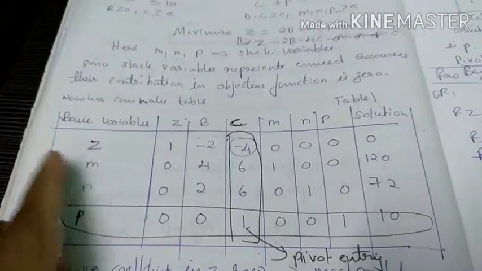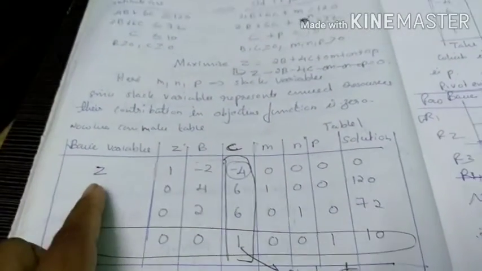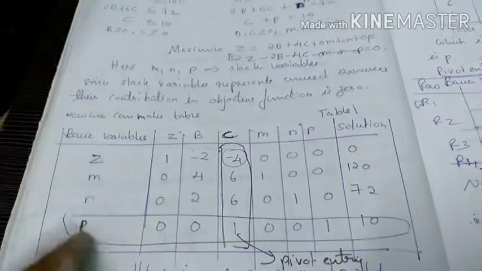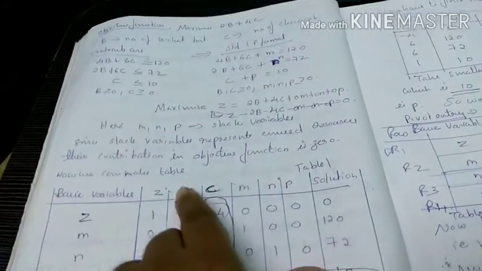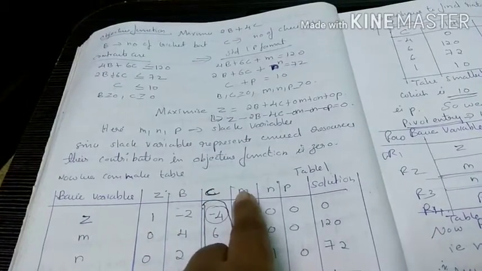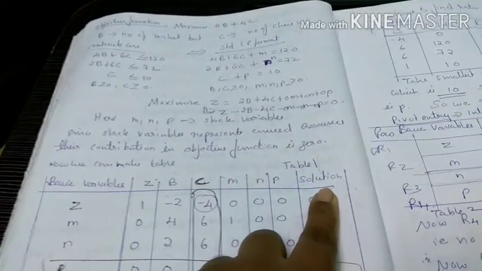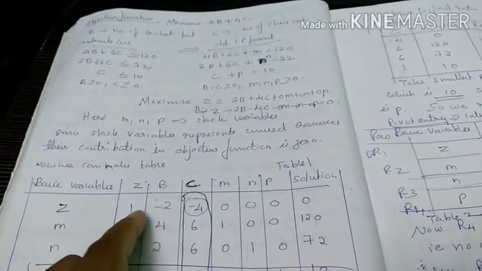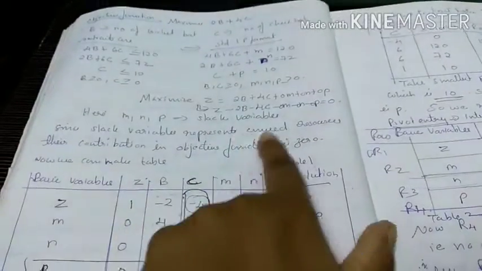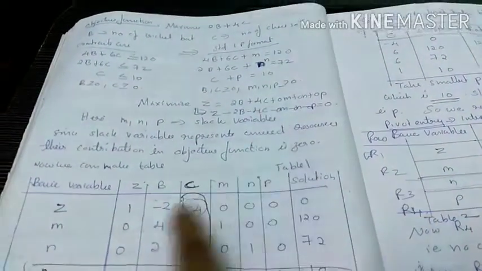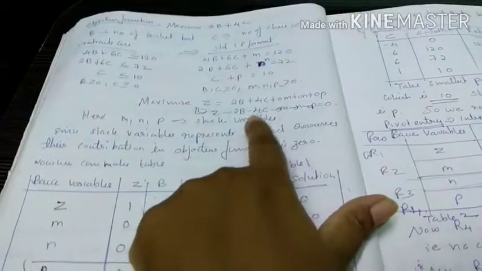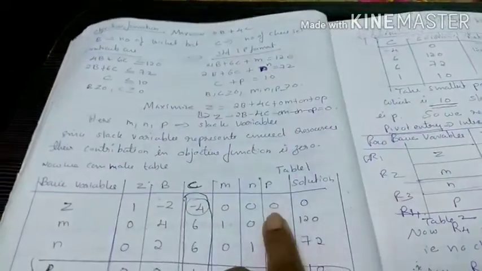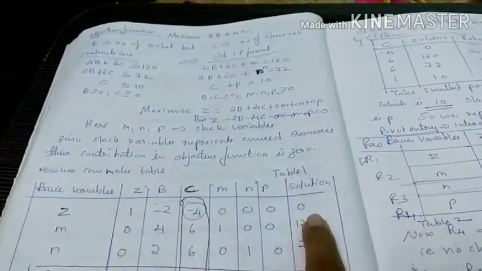Here we write the equation set: basic variables, first Z, then B, then C, then the slack variables M, N and P, and the last column is the solution. So here we write Z, and the coefficient of Z is 1, minus 2B, minus 4C, plus 0M plus 0N plus 0P, and the equation solution is 0.